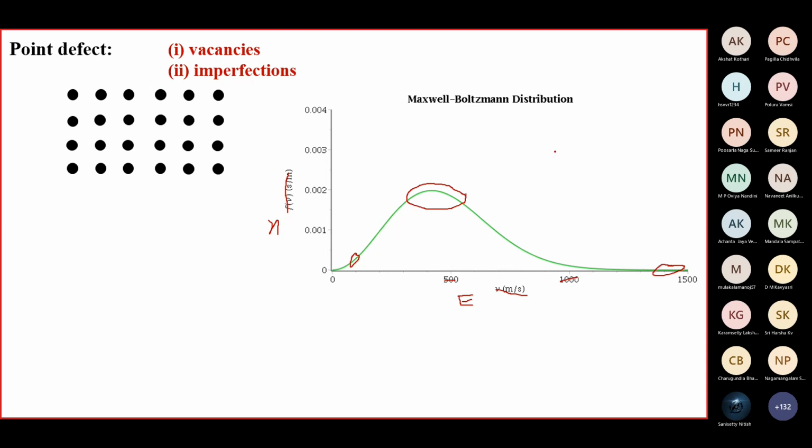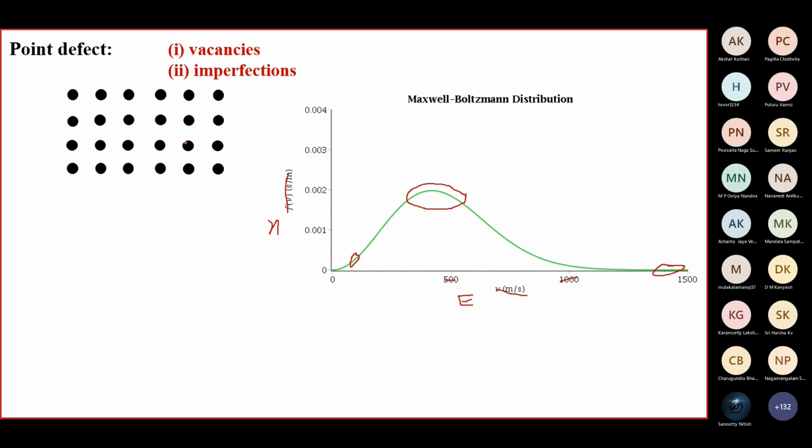If they have more energy, will they not try to break the bond? Of course they will. Every atom tries to break the bond. No atom in the crystal sits stationary. Every atom, with whatever thermal energy it has, attempts to break the bond. But there are a few atoms which have higher energy. These atoms can very easily break the bond.